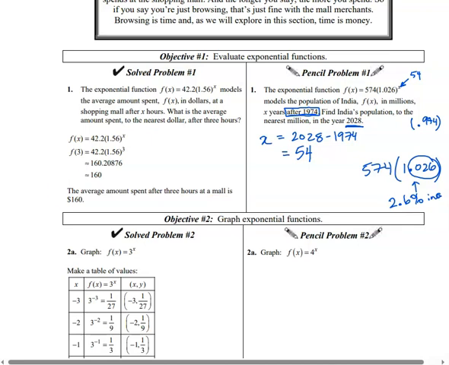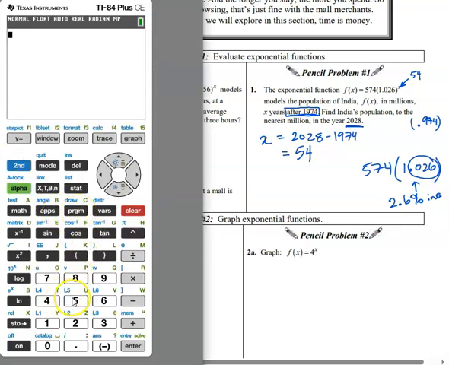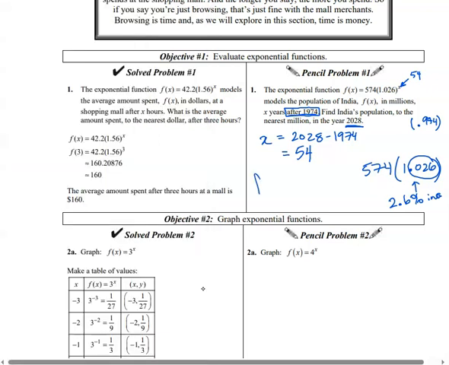And let's just do it. We will plug in 574 times, and the parentheses can be very important. Here we want to make some parentheses for 1.026 so that we can raise that to the 54th power. And then we go enter. It's going to be 2,295. I'm just going to round it like that. I'll say f of 54 is 2,295.